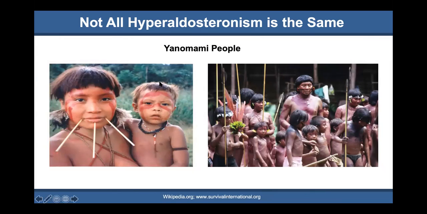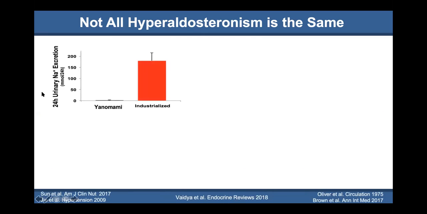I'm going to talk about one tribe of people in the Amazon called the Yanomami, just to highlight this because data is available. So the Yanomami are a tribe of hunter-gatherers that live off the land in the Brazilian and Venezuelan rainforest. And as you can see, their 24-hour urinary sodium excretion is extremely low. It's about half a millimole of sodium per day. And that's about 11 milligrams of sodium per day, about half a Dorito chip.